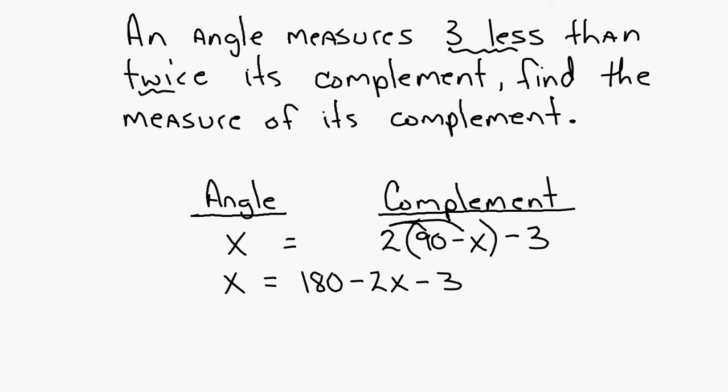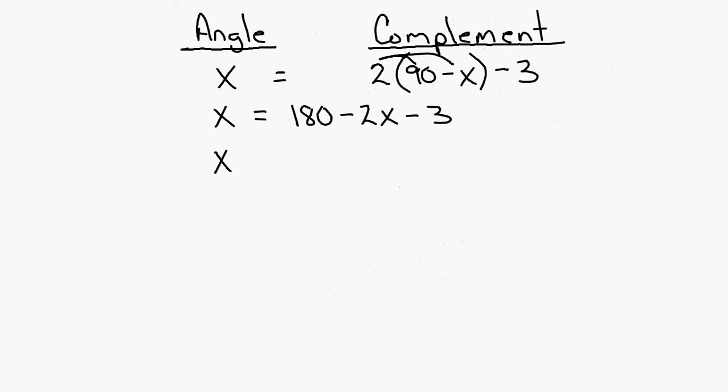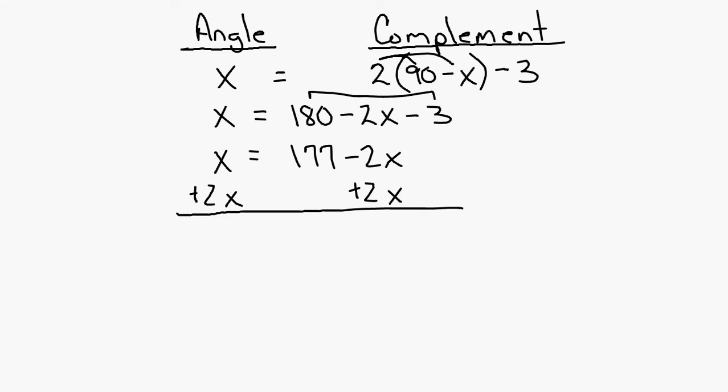So combine like terms on the right hand side. So x is going to be equal to, you got your 180 minus 3 is 177 minus 2x. You can add 2x to each side. So 3x equals 177. Divide by 3. And x is equal to 59.